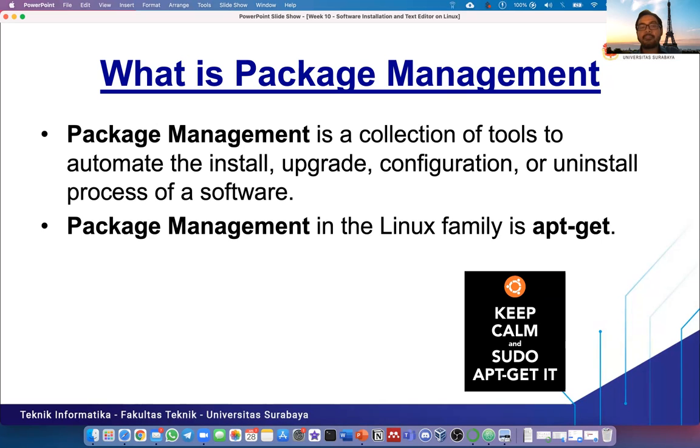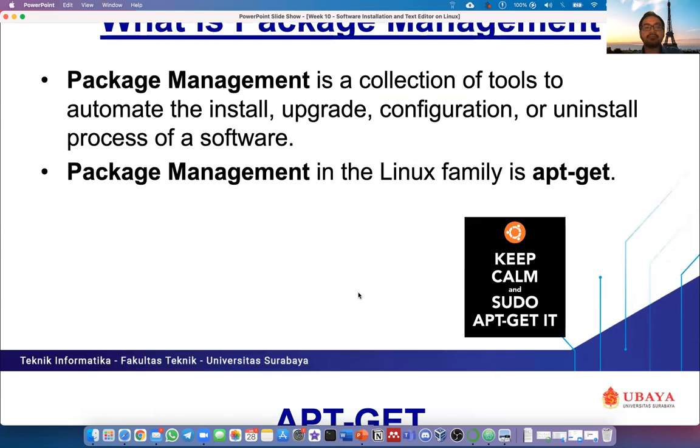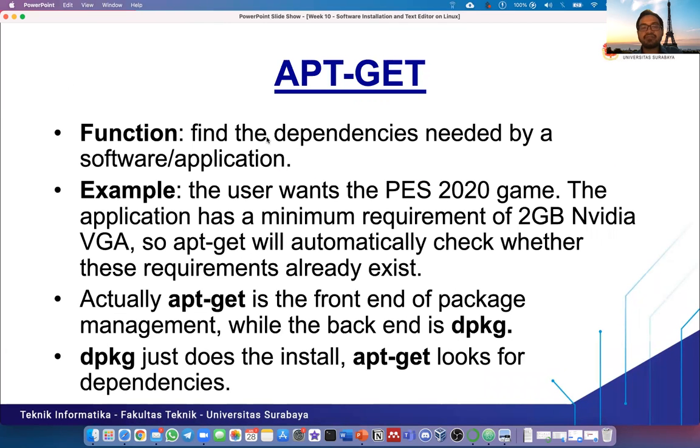Actually, before we install the software, the Linux operating system will check the compatibility of that software before we install it. We call it package management. Package management will check the requirements and support for the software that we want to install. And apt-get's function is to find the dependencies needed by a software or application.